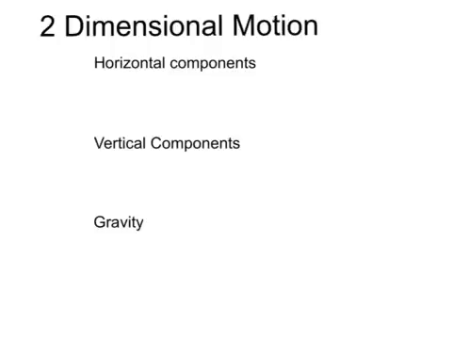Two-dimensional motion is basically just motion in two directions, as the name suggests. So basically, the horizontal components and the vertical components will always be split up.